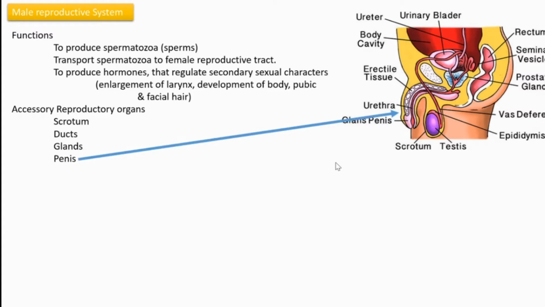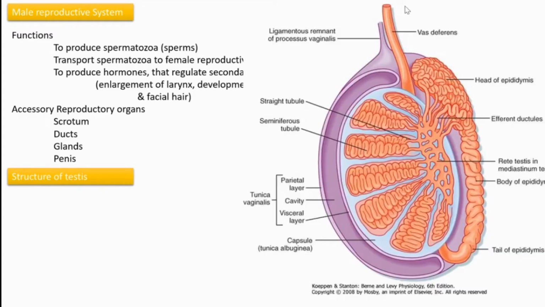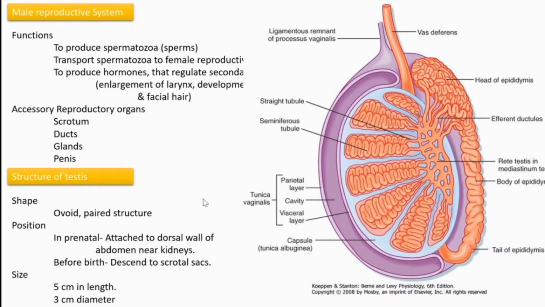Okay. Next, we are going to see more detail about the structure of the testis. This is the testis. Have a look at this testis first. Understand and grab this image in your mind while going through all the points that I am going to tell you now. Listen to its shape. It is ovoid in shape, and it is paired. Two testes are present.